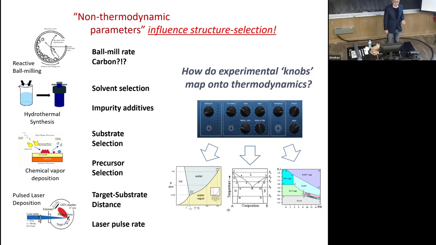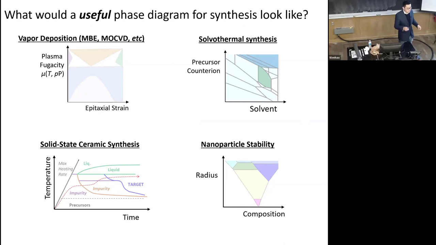Well, okay, here are just some of my suggestions or my thoughts. If we're doing vapor deposition, for example, MBE, molecular beam epitaxy, we know that the plasma parameters are very important. So maybe we want to have an axis with plasma fugacity. Or we know that coherent strains are very important, so maybe we want epitaxial strain along the axis. If we're doing solvothermal synthesis, then maybe we want to talk about what solvent I should use to synthesize my material. Or for the precursor, maybe the counter ion is important. So why would I start with a metal chloride instead of a metal nitrate or a metal acetate as my soluble precursor? If I do solid state ceramic synthesis, what do I control?